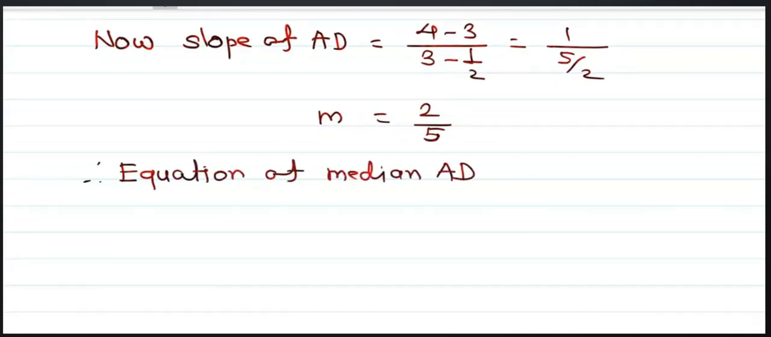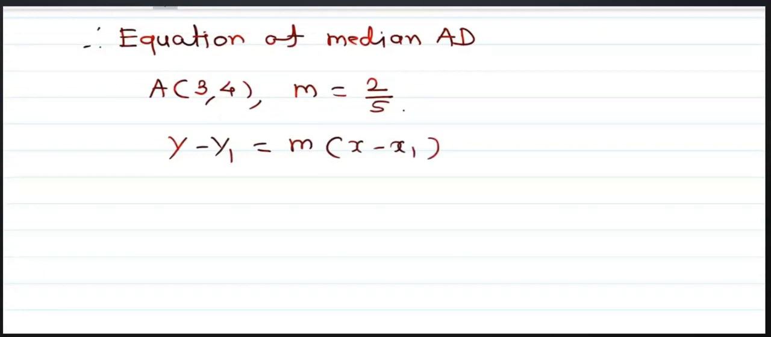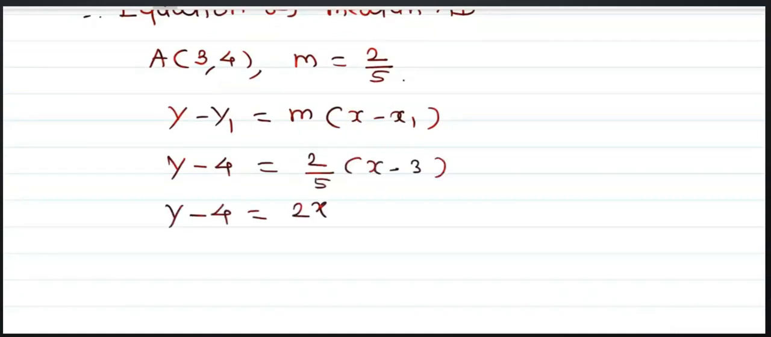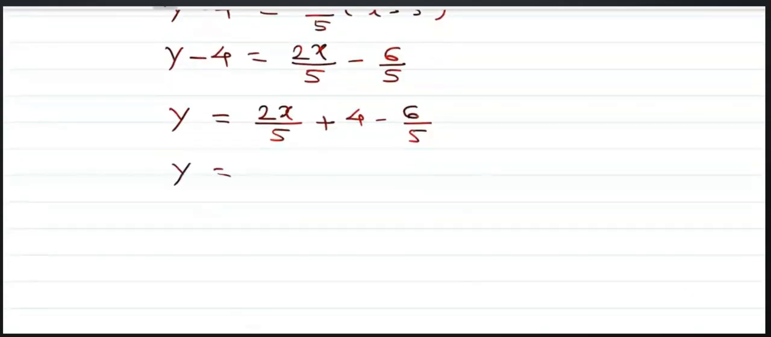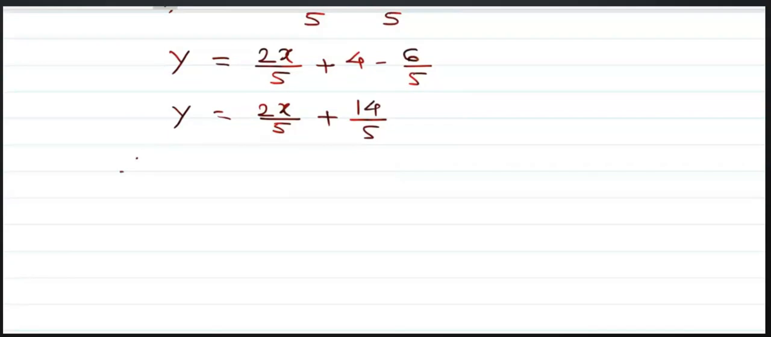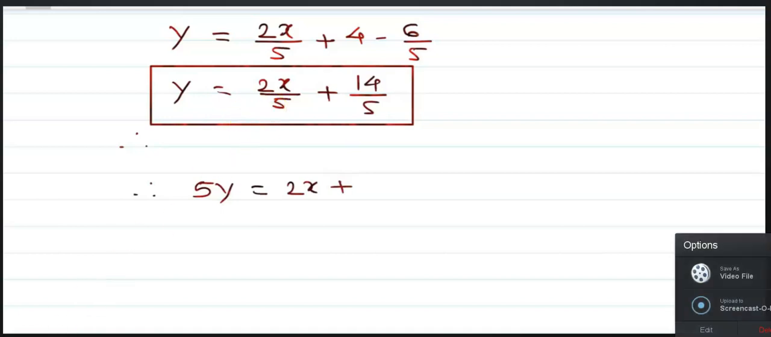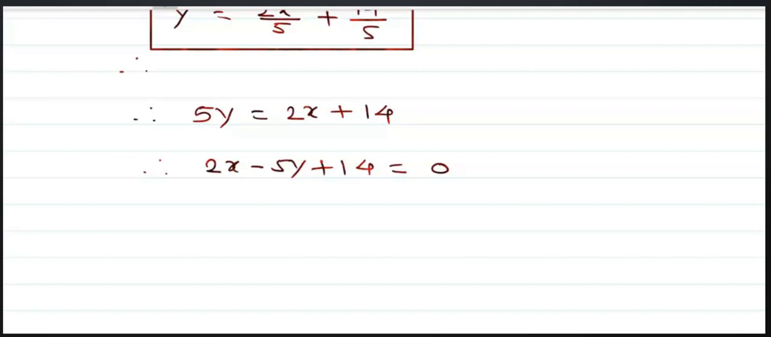Equation of AD, median. Before that, m is equal to 2 upon 5. Therefore, substitute the values. Normal simplification is here. Therefore, this is the equation of the median. Now, in the simplified form, multiplied by 5 on both sides, then you will get 5y is equal to 2x plus 14, that is 2x minus 5y plus 14 equals to 0.